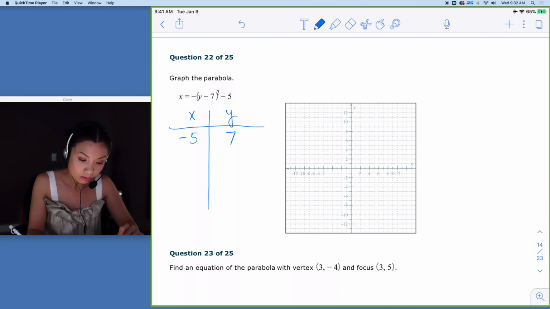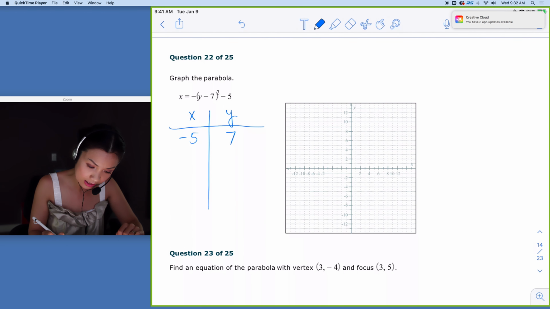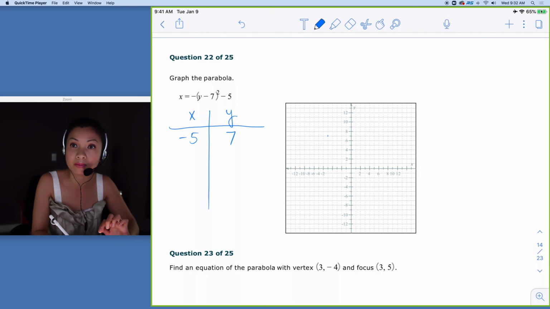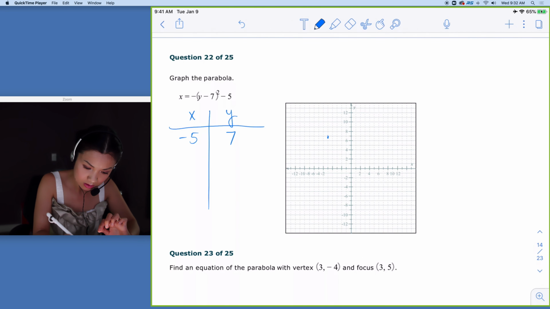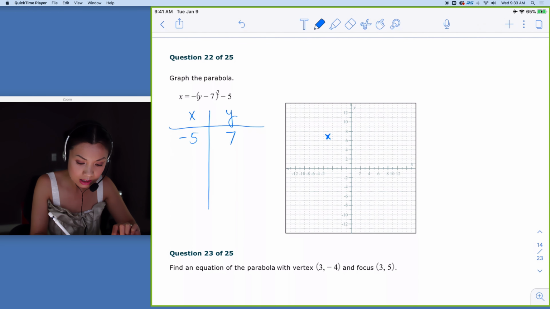Okay, so be careful when you read the vertex. Now I'm going to pick numbers. Like I said, top and bottom from the vertex. I'm sorry about these numbers down here, they're incorrect. So the vertex is -5, 7. That's going to be the vertex. Because y is 7, I'm going to pick y to be 6 and 8.